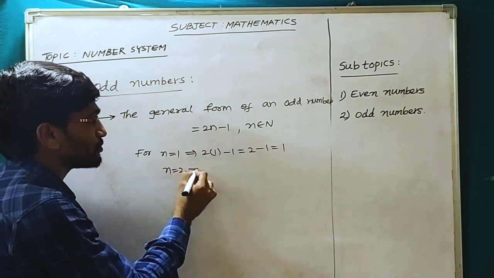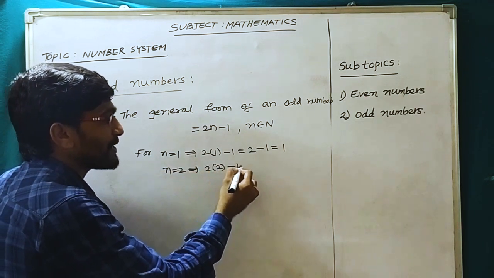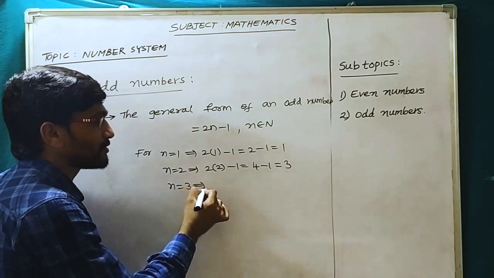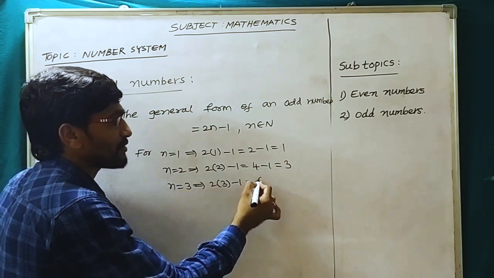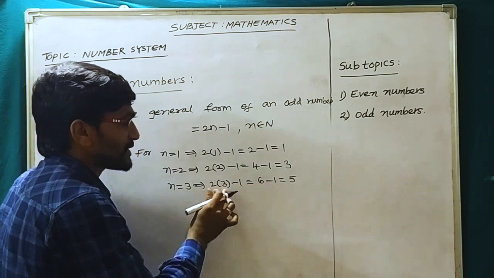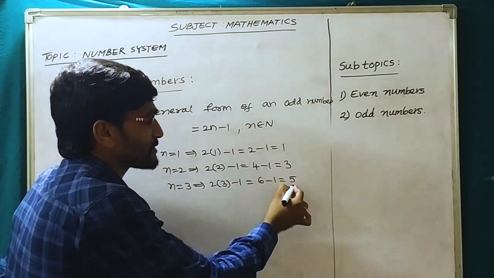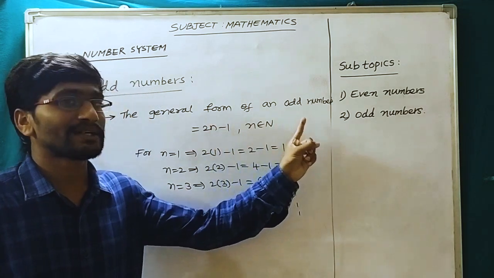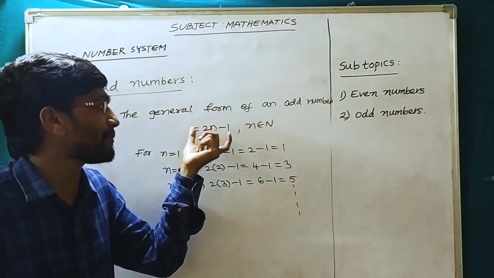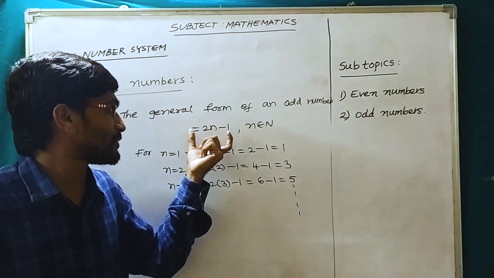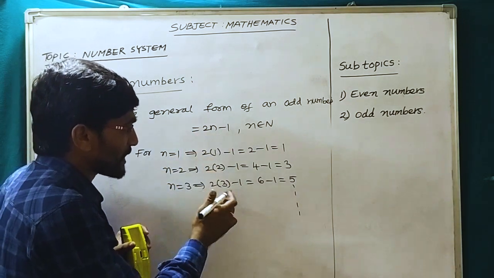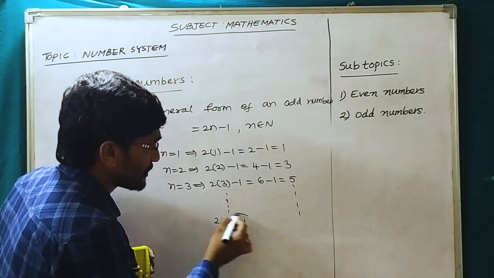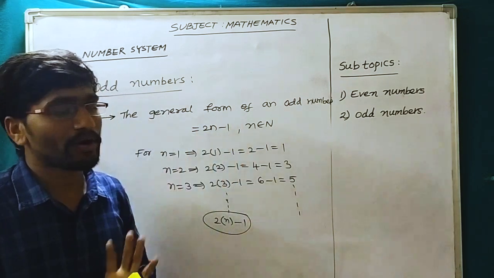For n is equal to 2, 2 into 2 minus 1 gives 4 minus 1 equal to 3. For n is equal to 3, 2 into 3 minus 1, that is equal to 6 minus 1, 5, and so on. So 1, 3, 5 and so on are called the what? Odd numbers. Hence we will give the general form of an odd number is 2n minus 1. This is the general form of an odd number.